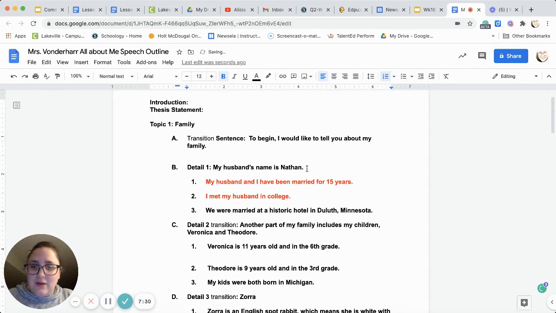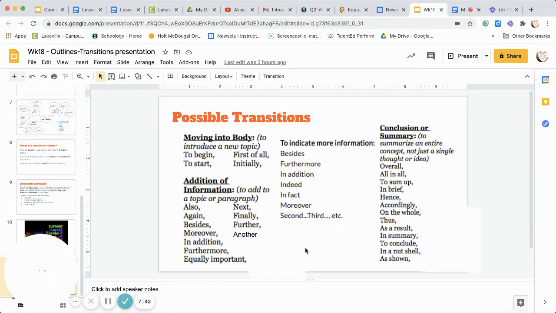Now let's do our second one. I had already written this transition: Another part of my family includes my children, Veronica and Theodore. Do we see that "another" in there? Again, it's additional information we want to add in, so you can see in addition, I use that.